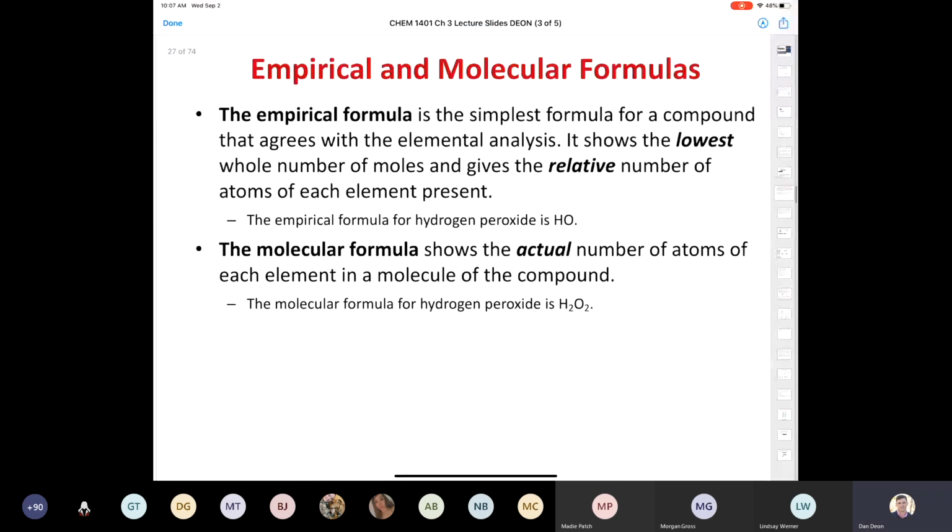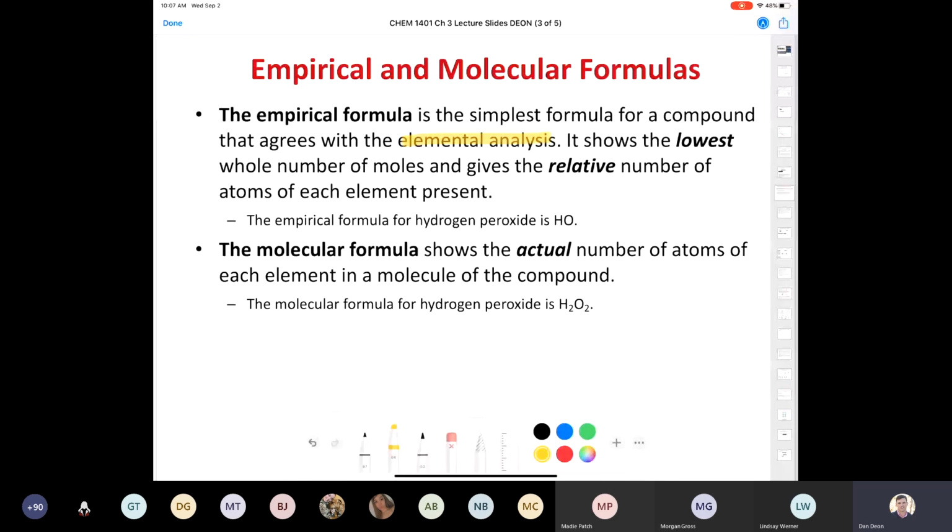So let's talk about empirical formulas and molecular formulas for a second. Get some new definitions down here. An empirical formula is the simplest formula for a compound that agrees with elemental analysis. Elemental analysis is a technique where they take a compound. I am not an expert in elemental analysis. I've had it done for me many times, but I've never run one myself because it's usually an expert that has to run the instrument. But basically, it analyzes a compound, and it tells you the percentage of each element in that compound.